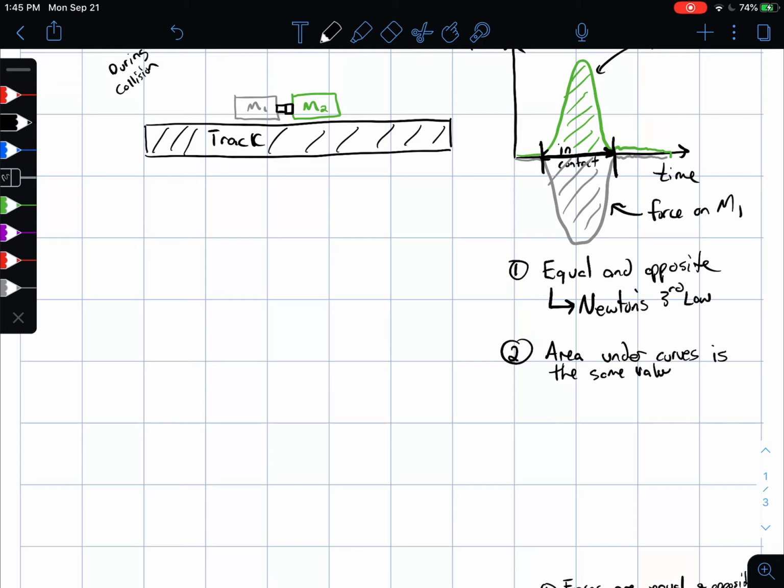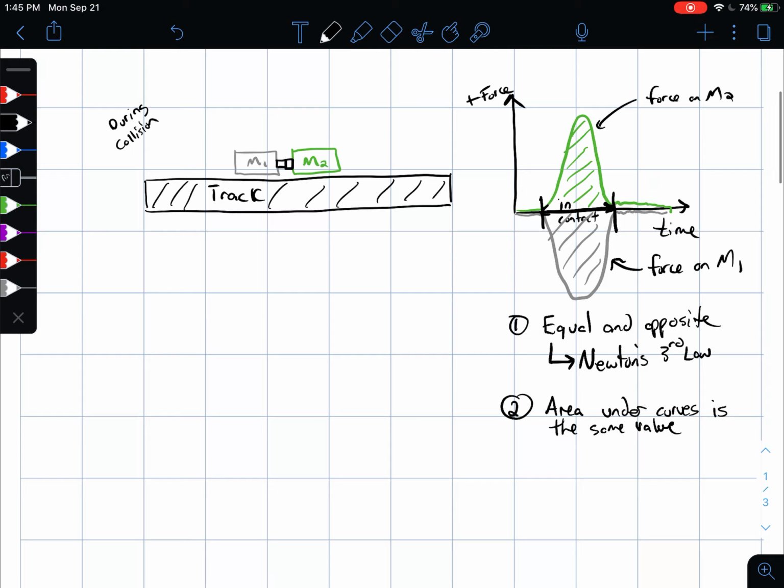Now, one is positive and one is negative. What this is showing us is that something has happened to cart M1, and it's some positive amount of area under that curve. Whatever has happened to that is what has happened to M2. The green is a positive amount. The exact corresponding negative amount has happened to M1.